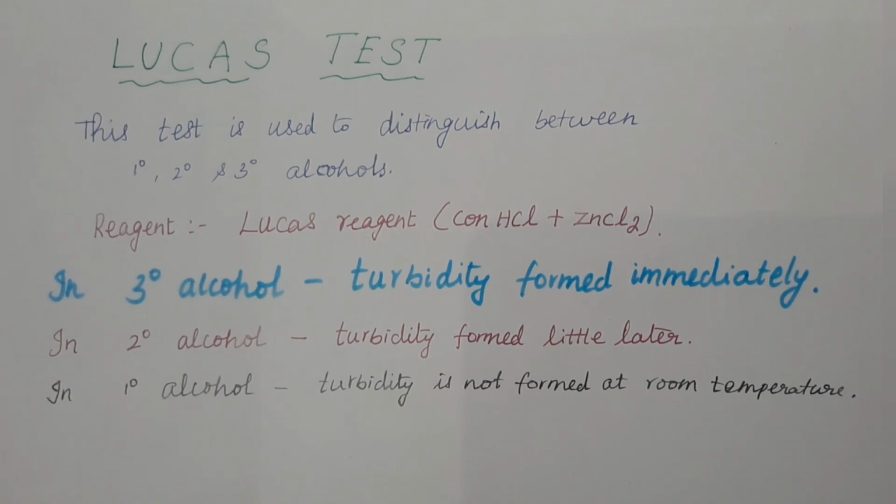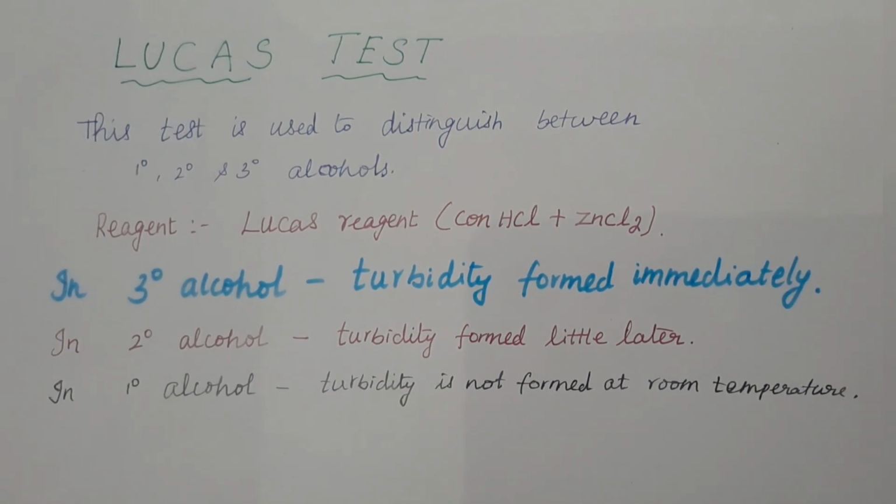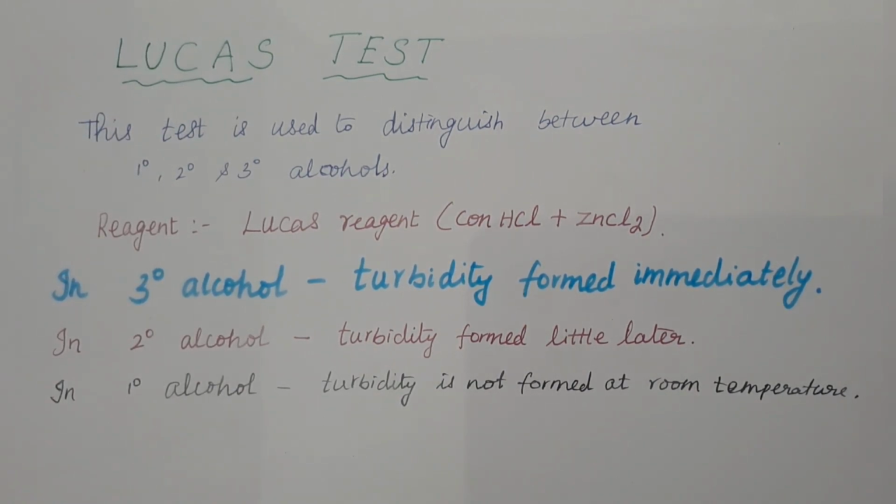The reagents are conc. HCl and zinc chloride. In tertiary alcohol, this Lucas reagent forms turbidity immediately. In secondary alcohol, turbidity is formed a little later, whereas in primary alcohol, turbidity is not formed at room temperature.